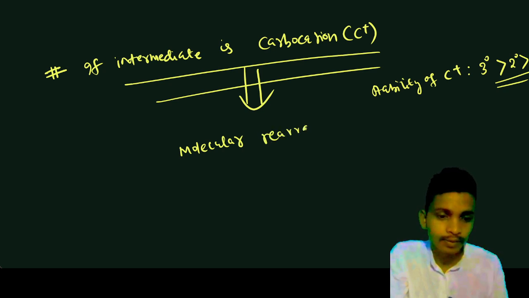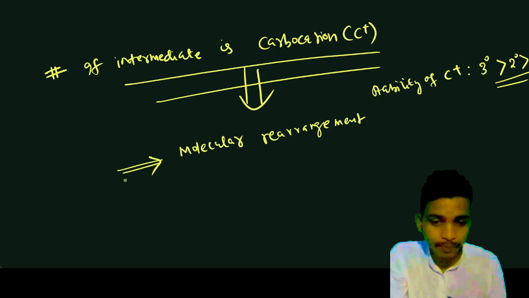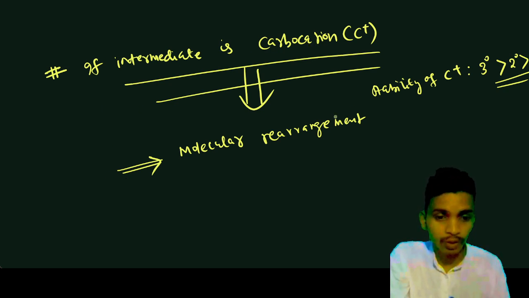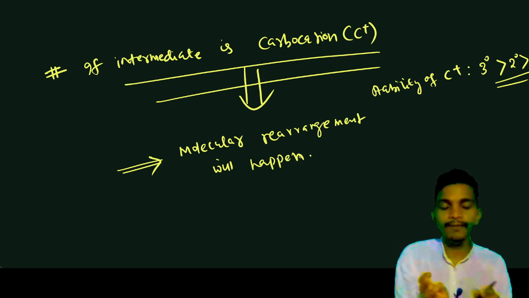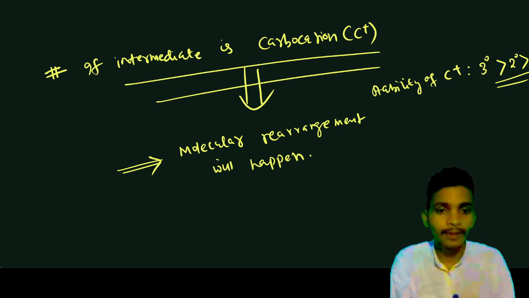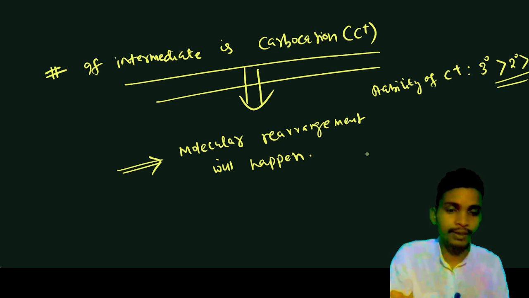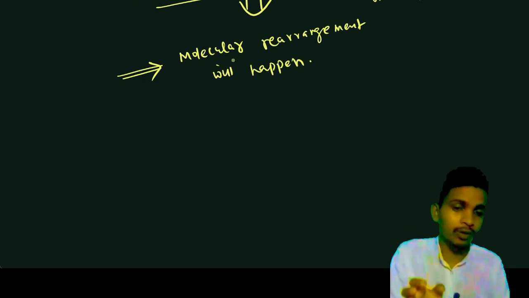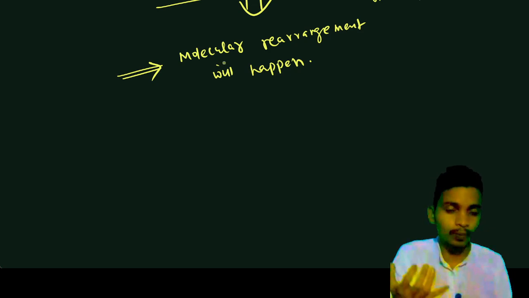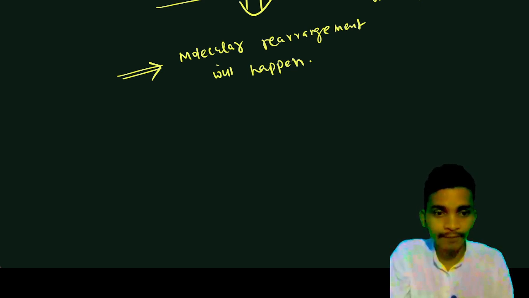Molecular rearrangements will play a very important role if the intermediate is a carbocation. What I mean is that in any reaction, if a carbocation intermediate is forming, then we will look for molecular rearrangements. Why am I saying that? This molecular rearrangement depends on two factors.